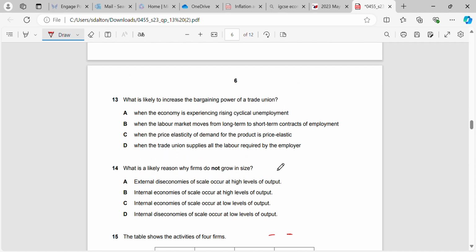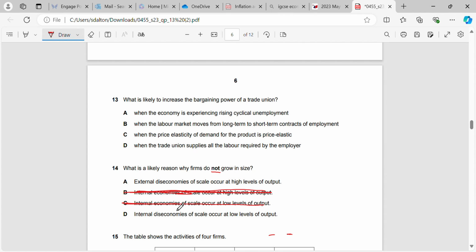Okay, question 14. What is a likely reason why firms do not grow in size? Okay, so external diseconomies of scale, internal economies, straight away. Anything that's an economy of scale, take that out, because that means their average cost is reduced, so it makes them more likely to be able to expand or to grow. So we're just going to look at the diseconomies of scale.